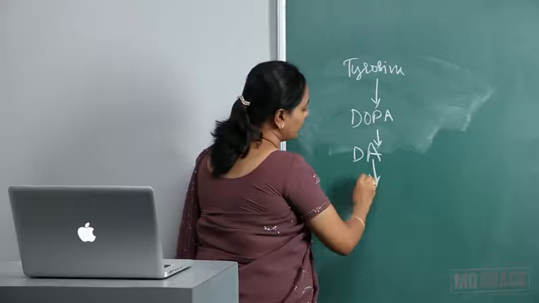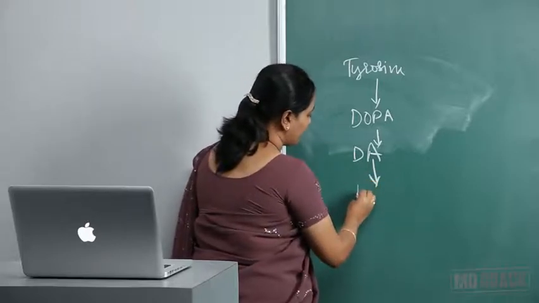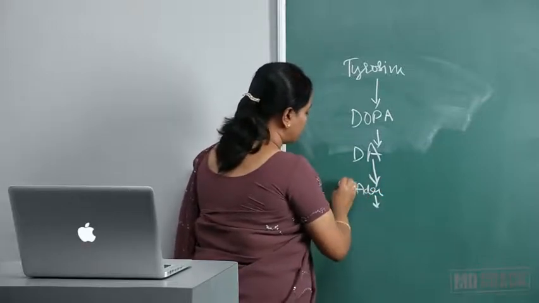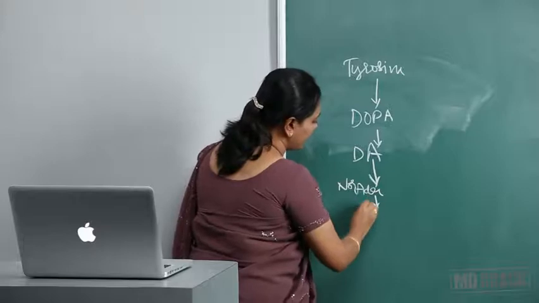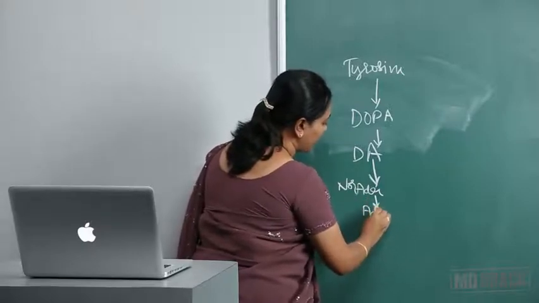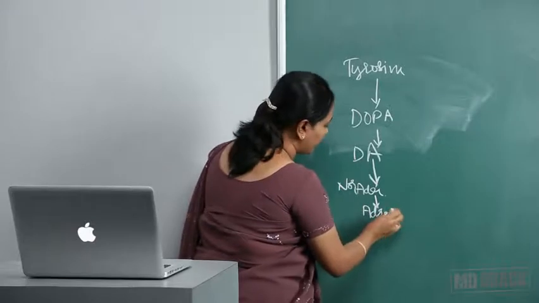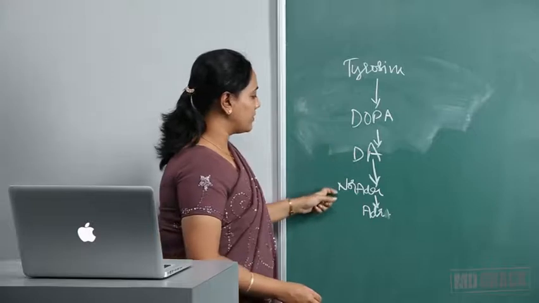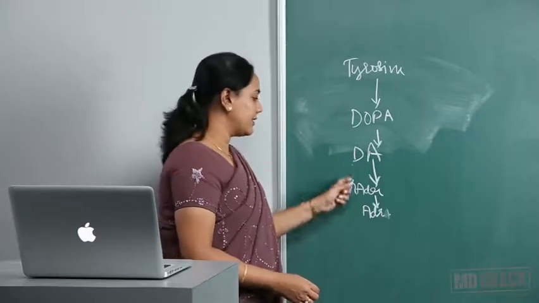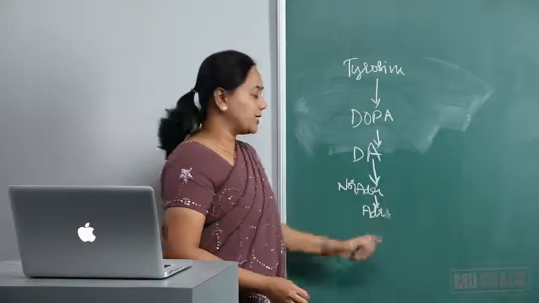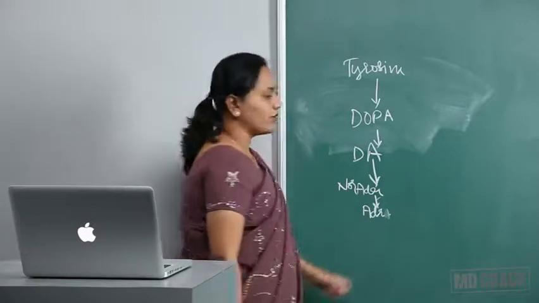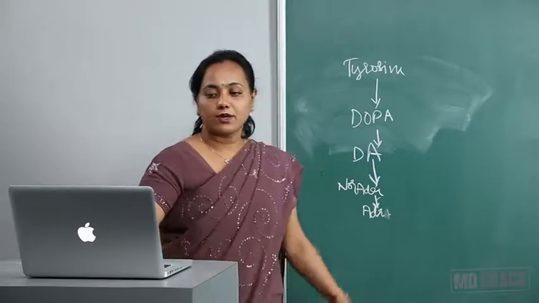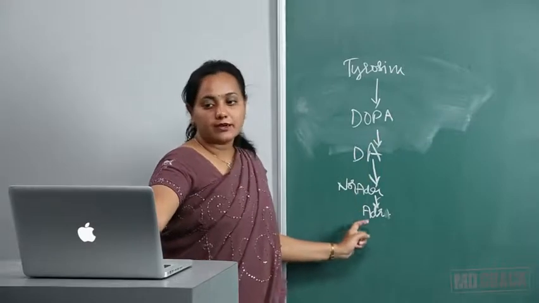Dopamine is converted to adrenaline or epinephrine. First it is converted to noradrenaline and then to adrenaline or epinephrine. So tyrosine to dopa, dopa to dopamine, dopamine to noradrenaline, noradrenaline to adrenaline. Here noradrenaline does not contain a methyl group, it undergoes methylation to form adrenaline, with S-adenosylmethionine. So this is the pathway. So it forms dopamine, it forms epinephrine or adrenaline.